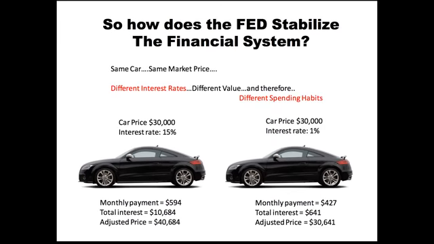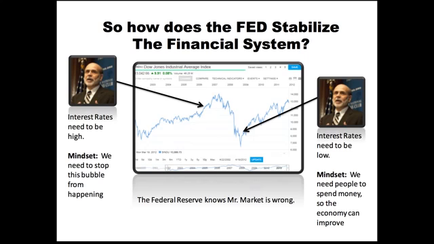So let's look at this scenario side by side. We have the same car with the same market price, which was $30,000, but we have different interest rates, one being 15%, the other one being 1%, and so we got a different value at the end, and therefore different spending habits. In the one case you bought the car, and in the other case you didn't buy the car, even though the car was the same exact price. So those interest rates changed your spending habits. And so the Federal Reserve understands this. They understand that if they can adjust the interest rates, they can adjust your spending habits.